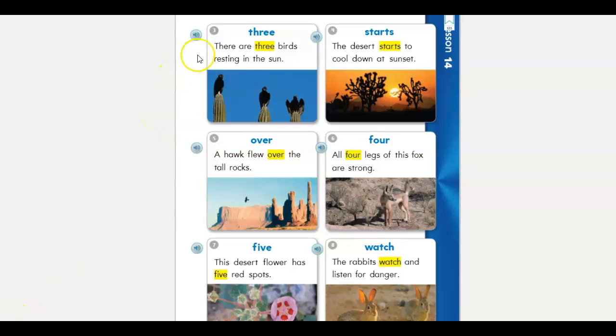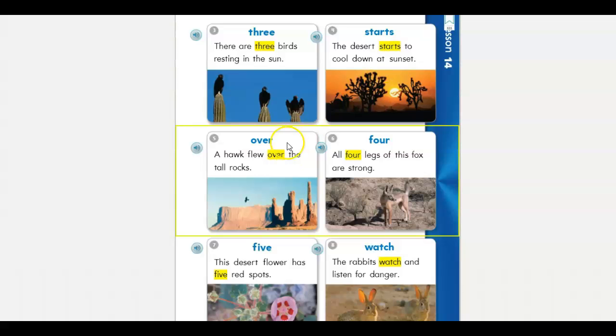Next we have the word three. Three. There are three birds resting in the sun. Three. Next we have starts. Starts. The desert starts to cool down at sunset. Starts.